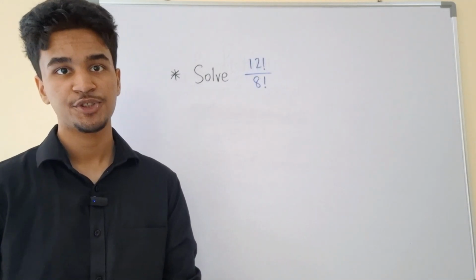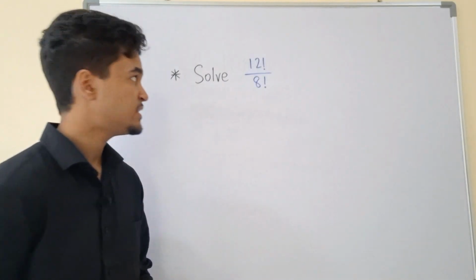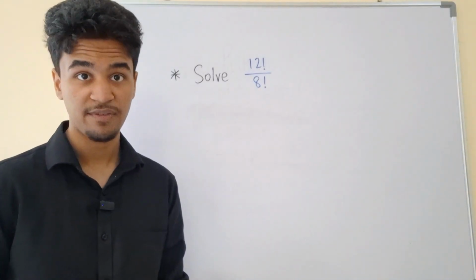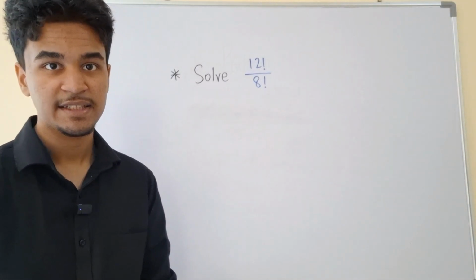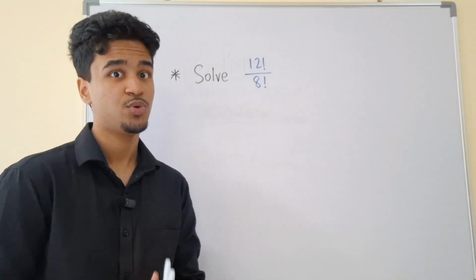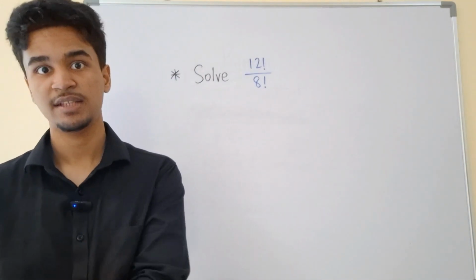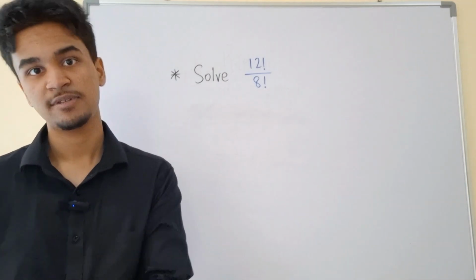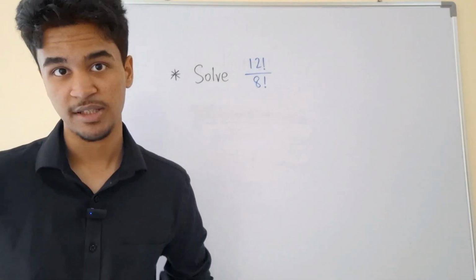There is a simpler way to solve these questions, and that is when you have, let's say, a question like 12 factorial over 8 factorial. In this case, writing out all the numbers, 12 times 11 times 10 and so on, and then again 8 times 7 times 6 times 5 times 4, is going to be a very long process, correct?